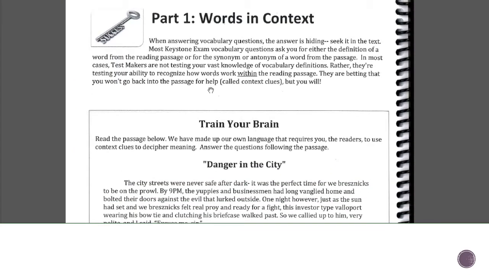So part 1, let's talk about words in context. When answering vocabulary questions, the answer is hiding. Seek it in the text. Most Keystone exam vocabulary questions ask you for either the definition of a word from the passage or for the synonym or antonym of a word from the passage. In most cases, test makers are not testing your vast knowledge of vocabulary definitions. Rather, they're testing your ability to recognize how words work within the reading passage. They are betting that you won't go back into the passage for help. That's called context clues. But, oh yes, you will.